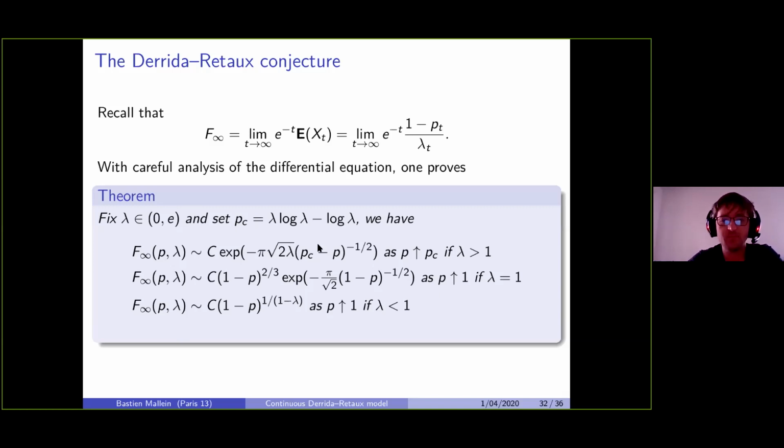And what we are able to show is that the free energy behaves exactly as e to the minus c times (pc minus p) to the minus a half as p grows to pc if lambda at time 0 is larger than 1. The free energy behaves as e to the minus (pc minus p) to the minus a half as well if lambda is equal to 1, but then you have a polynomial correction over here. And if lambda 0 is smaller than 1, then actually the free energy behaves a little bit differently.